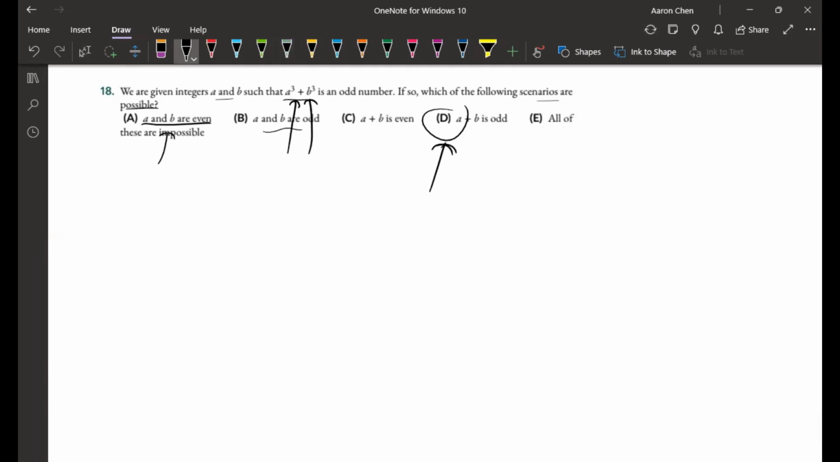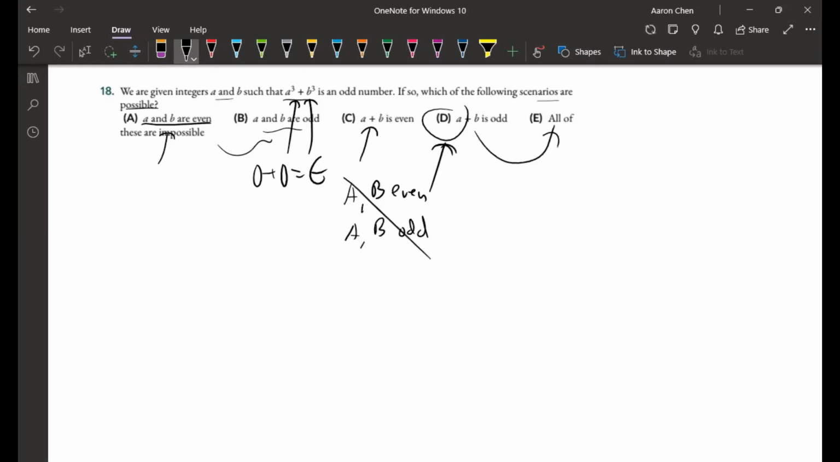And so if A and B are both odd, then A cubed plus B cubed is odd plus odd, which is still even. And now if A plus B is even, what that implies is either A and B are both even, or A and B are both odd. And we've already shown in options A and B that neither of these work. So then the answer is either D or E.